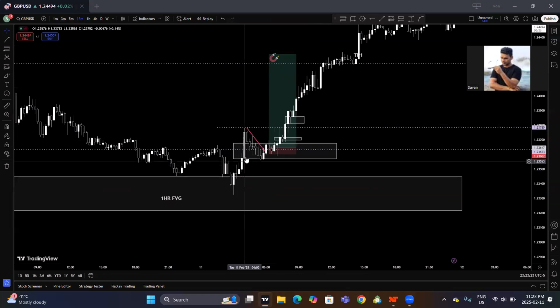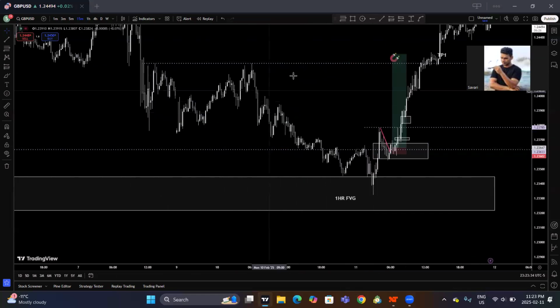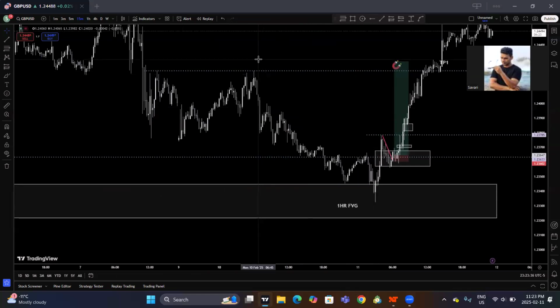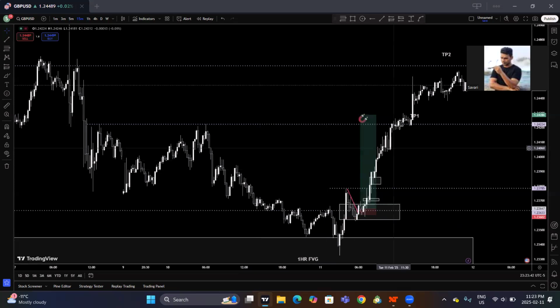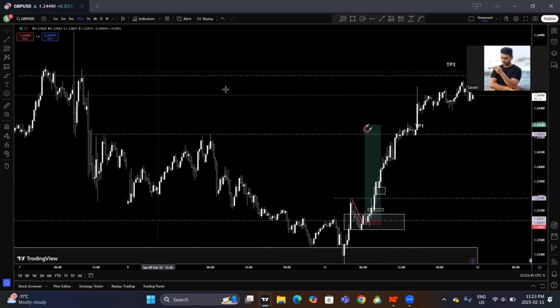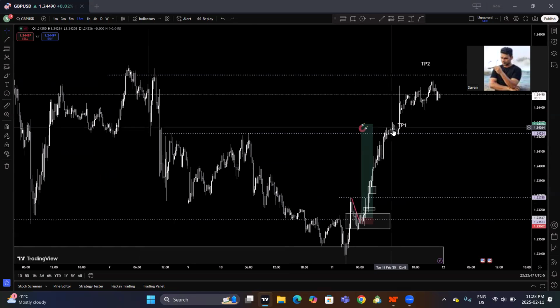So price gave a structure shift to the upside after sweeping this low, after tapping the 1 hour fair value gap, and created this fair value gap. I like to see this value hold in order to go bullish. My target is yesterday's target, which is nothing but the equal highs. Once equal highs have been taken with a displacement candle, I can look for this high to take as my TP2. This is my TP1 and TP2 for the day.